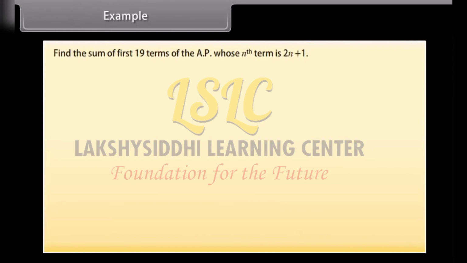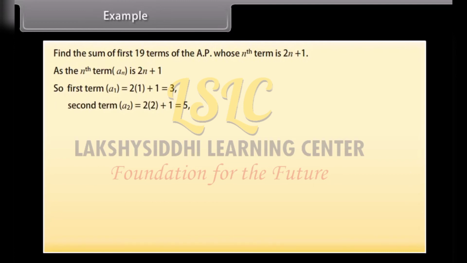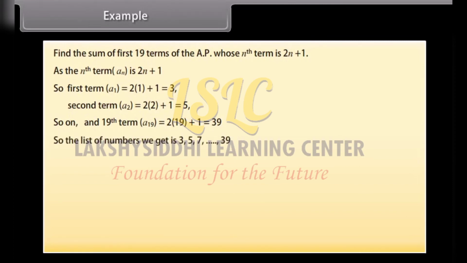Find the sum of first 19 terms of the AP whose nth term is 2n plus 1. As the nth term an is 2n plus 1, the first term a1 is equal to 2 into 1 plus 1 is equal to 3. Second term a2 is equal to 2 into 2 plus 1 is 5, and so on. And the 19th term is equal to 2 into 19 plus 1 is equal to 39. So the list of numbers we get is 3, 5, 7, and so on, up to 39.